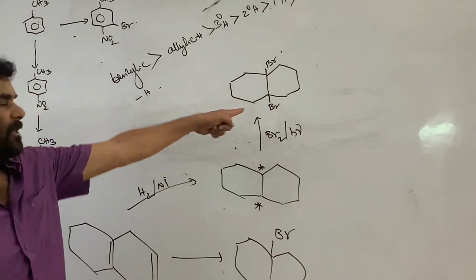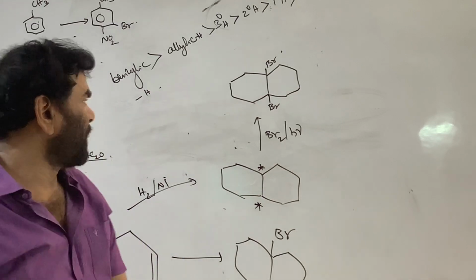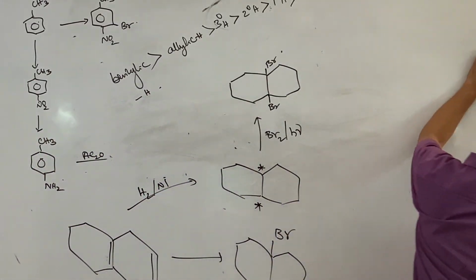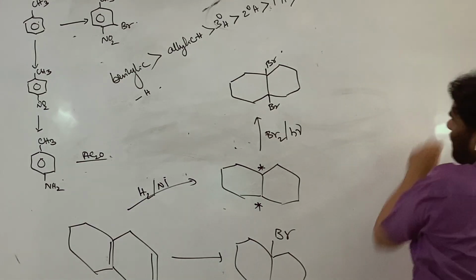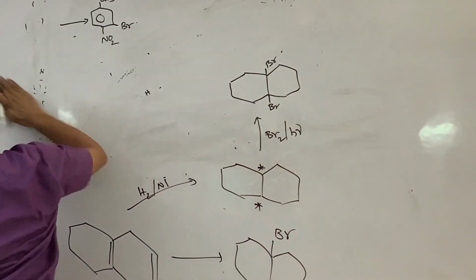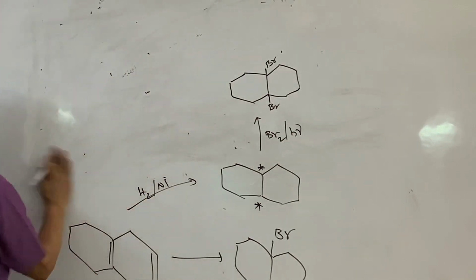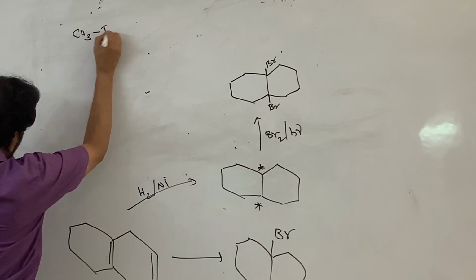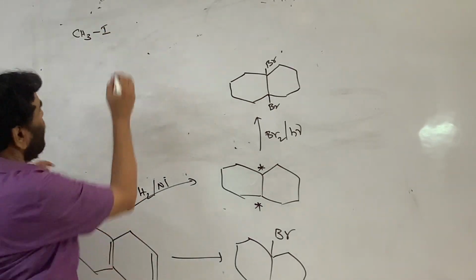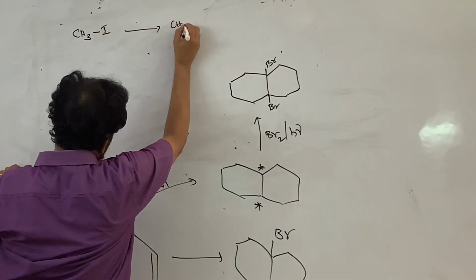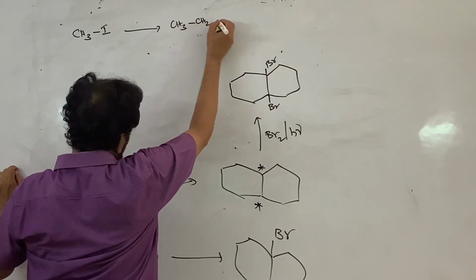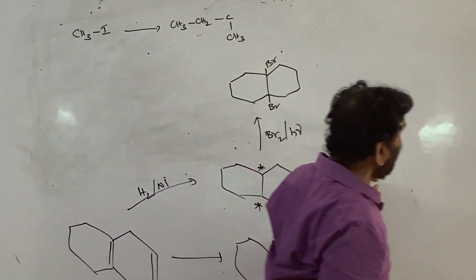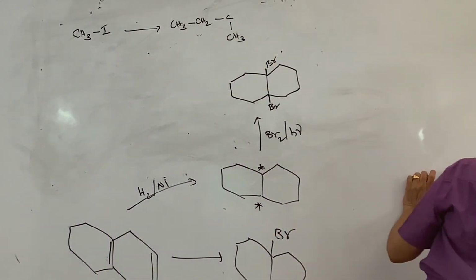Here tertiary hydrogens are there. They are replaced. Now the compound is this. And the last one is the methyl iodide to a non-specific reaction, but it has to be converted into the CH3, CH2, CH3, and this is CH3.